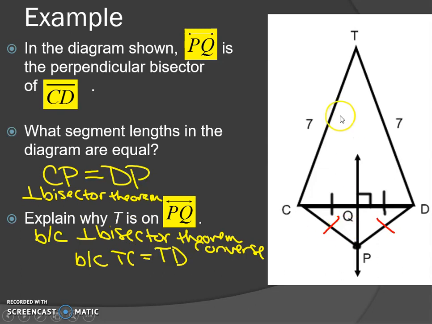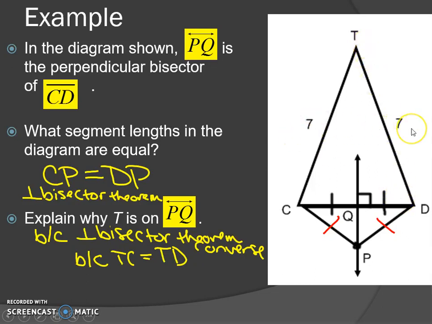Explain why T is on PQ. T is not on the diagram, it is not on PQ, but if I extend the line, it goes forever, right? T will eventually be on this line PQ. See this line? Keep going. So explain why T is on PQ, because you see this 7 and 7. This TC is equal to TD, right?